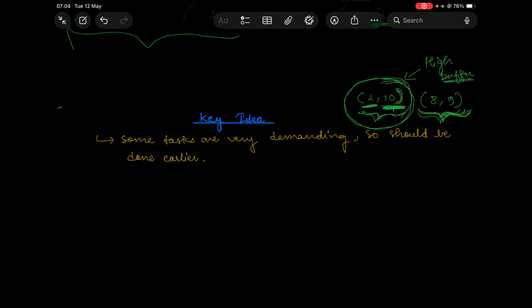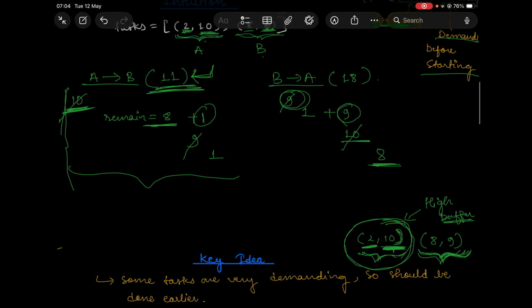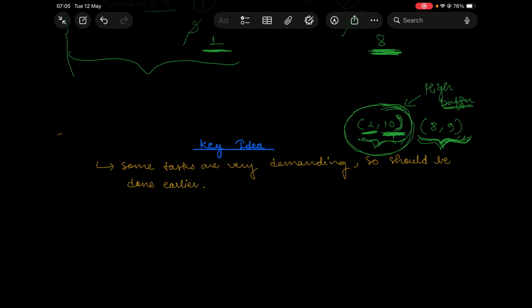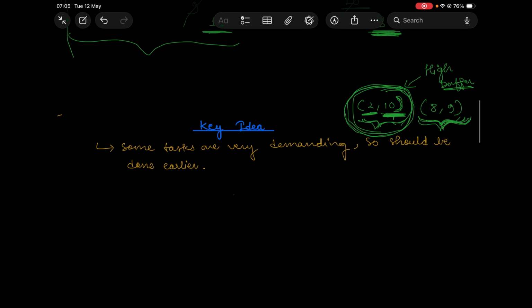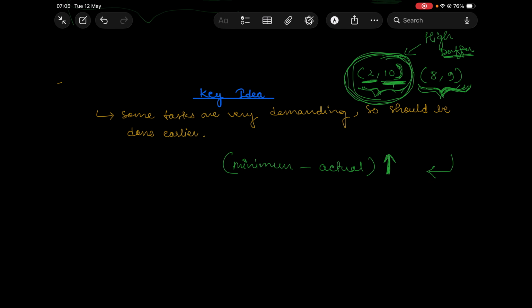So it won't go to waste, compared to this one, where we started with B and at the end we were left with 8 energy, but that is of no use. Rather, when we started with A, we were left with 1 energy, which is still fair compared to this. So we get a higher buffer with a higher difference. Looking at this, we understand that the minimum minus the actual, we have to calculate the answer first for the tasks where this is higher, and then for the remaining ones.